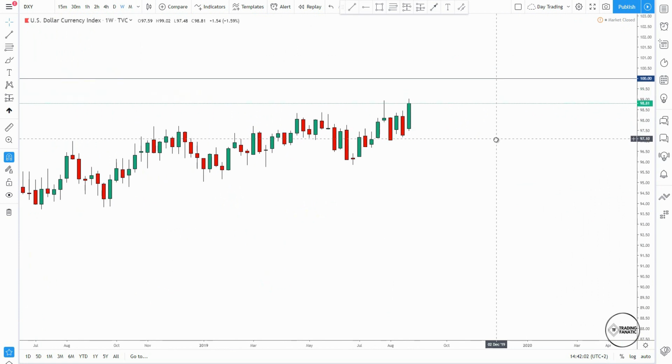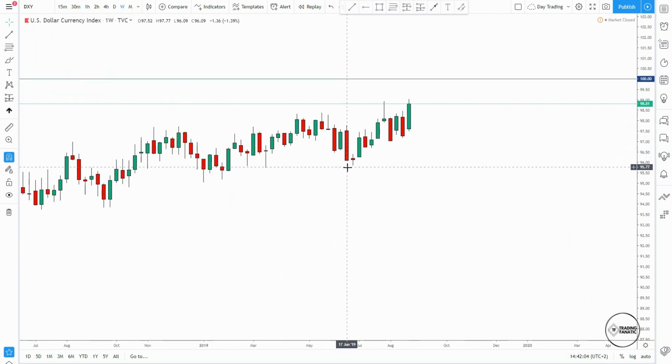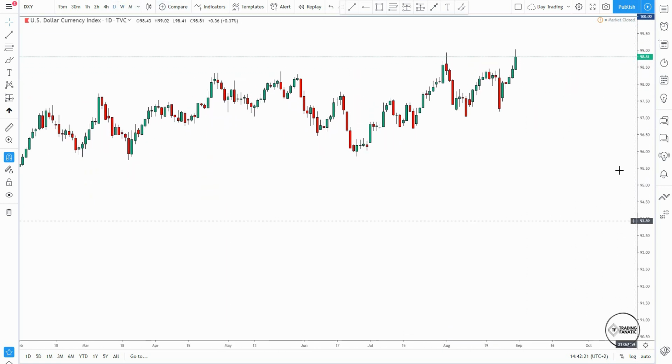On the weekly, you can see many attempts to push down. I was calling shorts for a lot of time, but they didn't work out. We had this 1, 2, 3 here again, very nice signal, but we just pushed up. A little bit of manipulation here to the downside, and now we're having a very bullish week. So I'm very bullish on the dollar now.